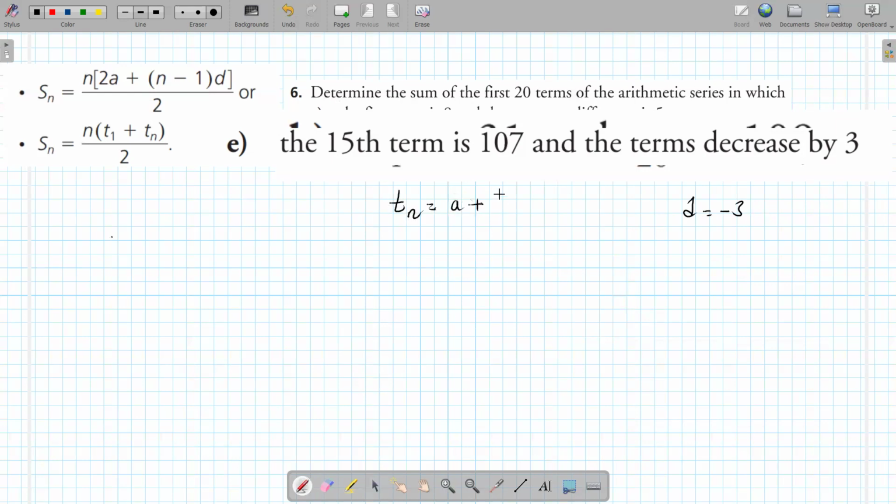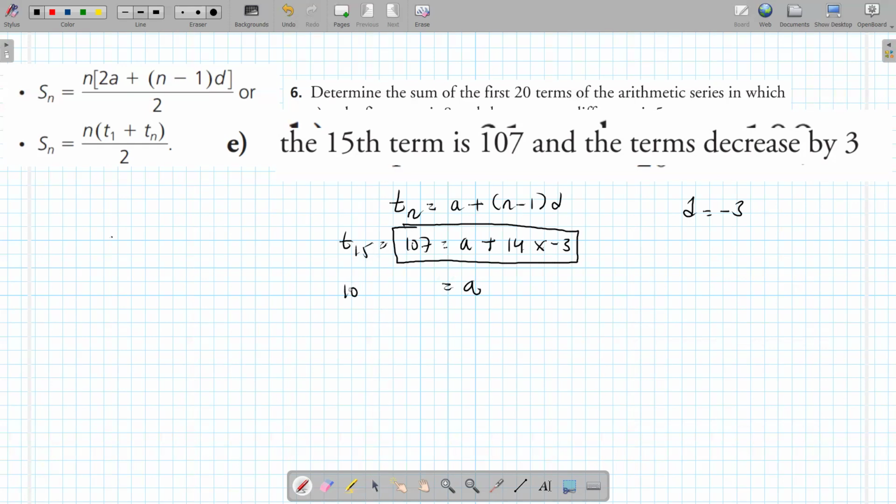Tn is A plus n minus 1 times D. So T15 is 107. Tn gets replaced by 107. A we don't know, but we know n minus 1 when n is 15 is 14, and we know our D value is negative 3. So we end up getting this equation here, which will help us find our A value because A is going to be 107 plus 14 times 3, right? Like that. 107 plus 14 times 3. So that gives us our A value of 149.